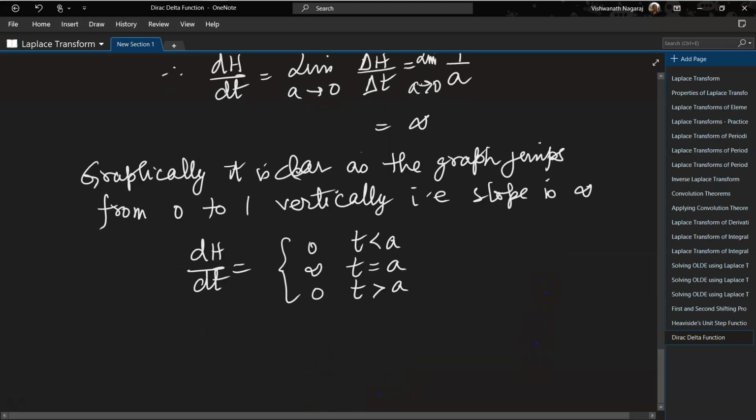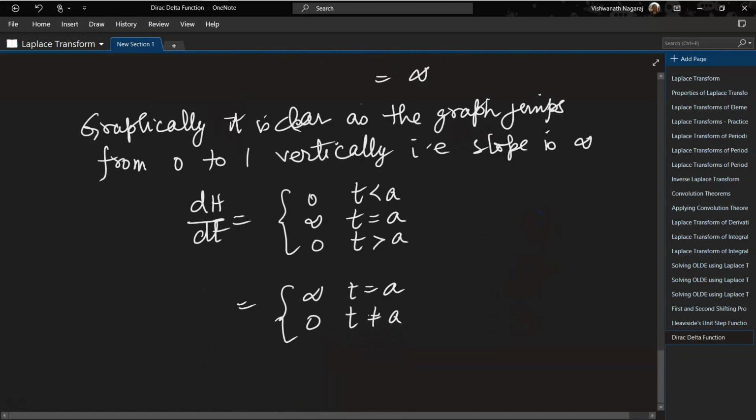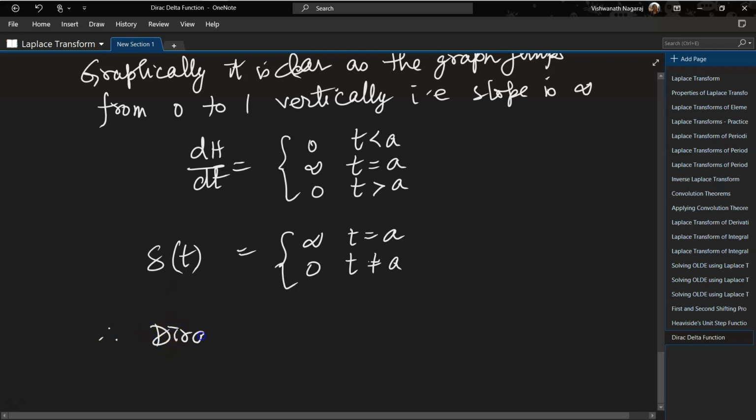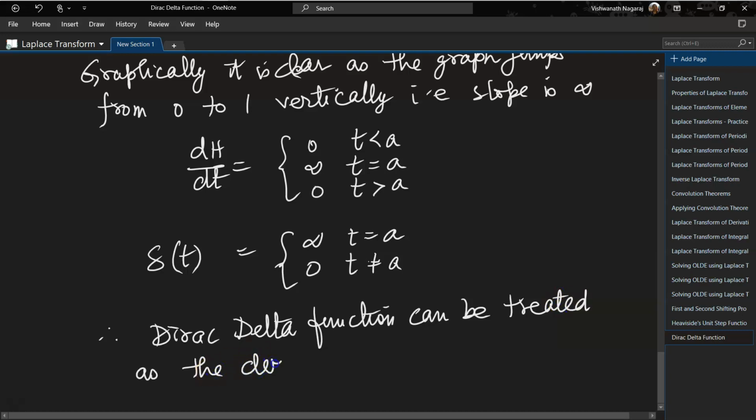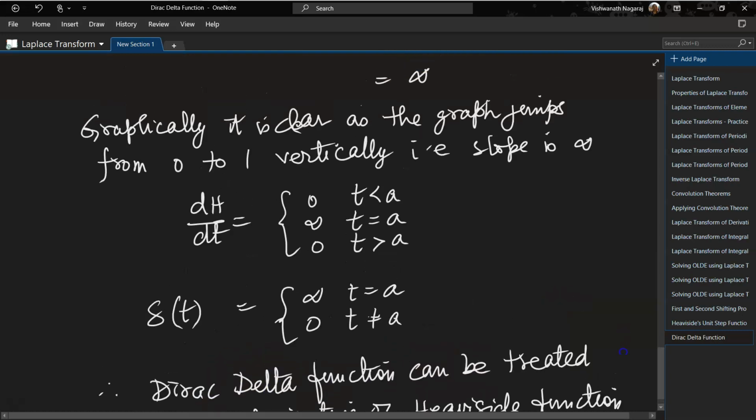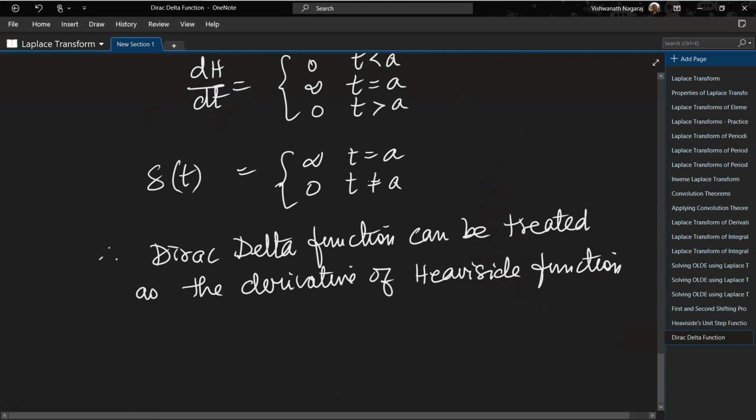Or what we can do is rearrange this to say it is infinity when t is equal to a and 0 when t is not equal to a. But isn't that the definition of delta? So delta of t minus a is equal to this. So therefore, the Dirac delta function can be treated as the derivative of the Heaviside function. Okay, so that is another way of looking at the delta function.